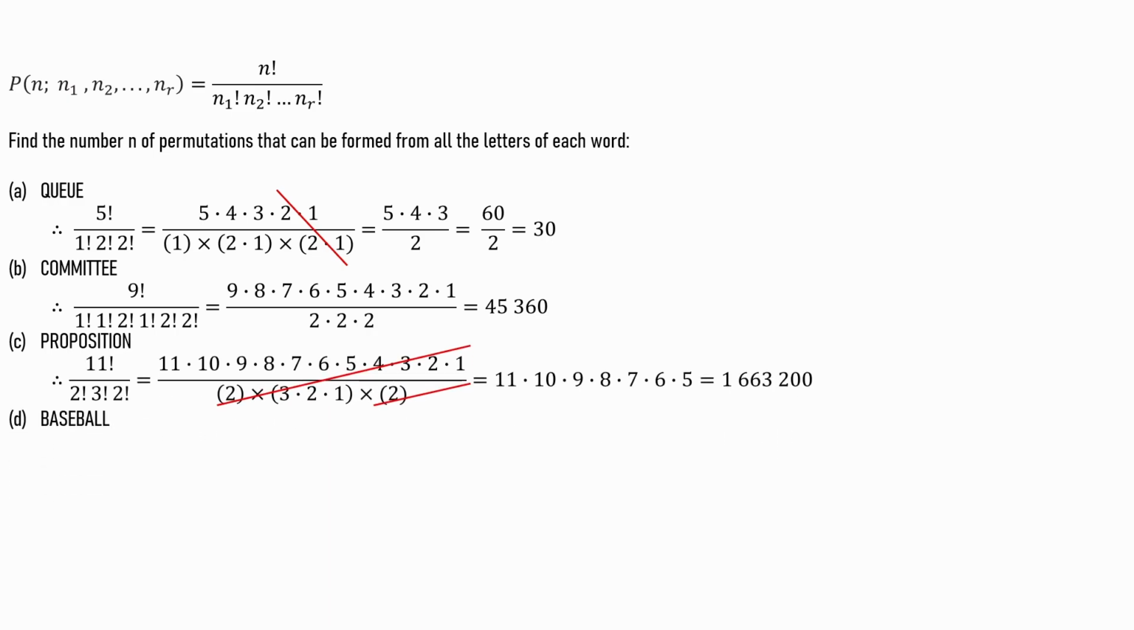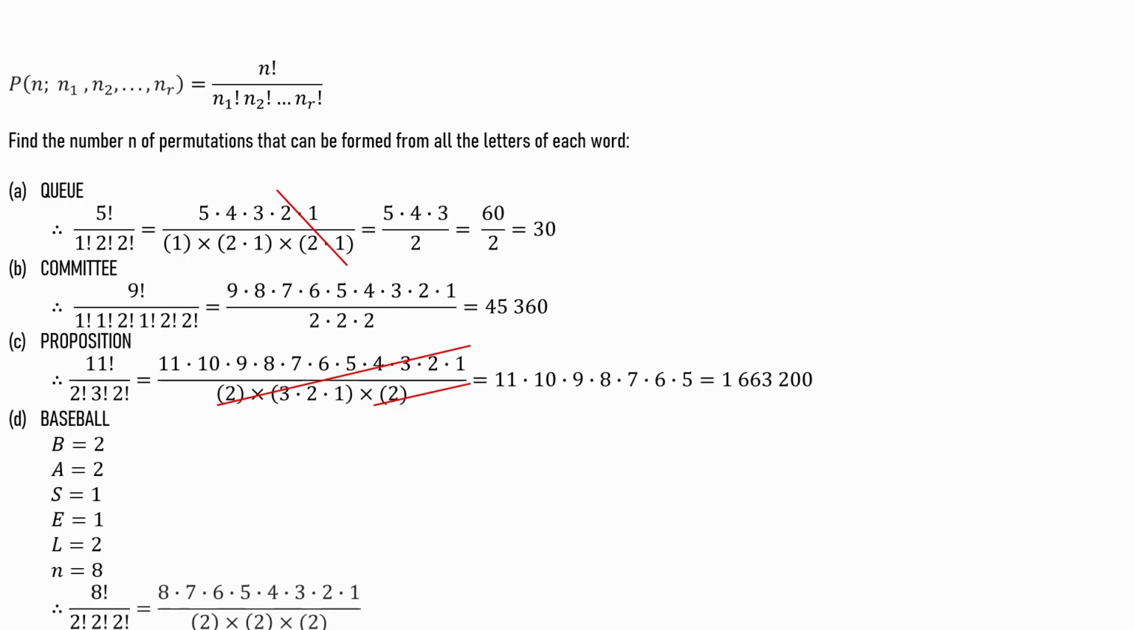Next naman, yung last na dito ay yung sa baseball. So, may dalawang B, dalawang A, isang S, isang E, tapos dalawang L. So, total number of letters ay 8. So, 8 factorial over 2 factorial, 2 factorial, and then 2 factorial.